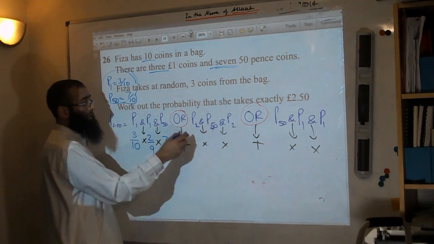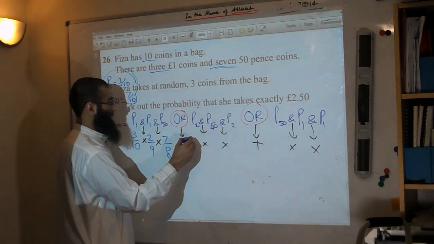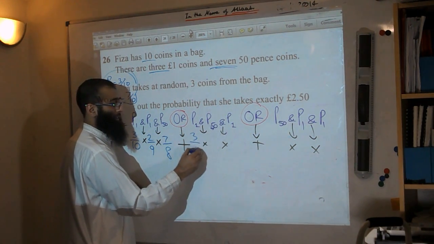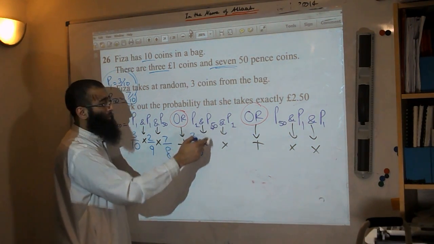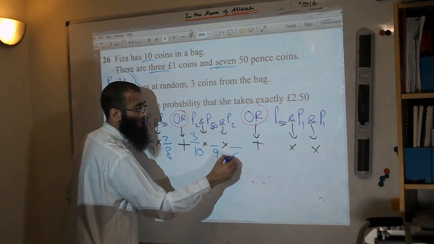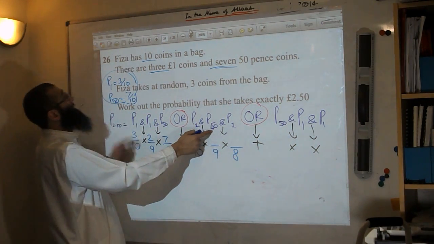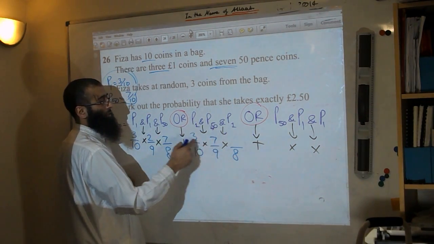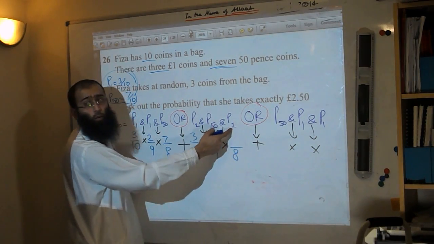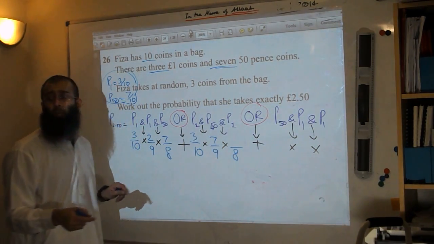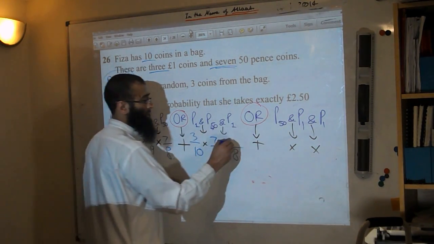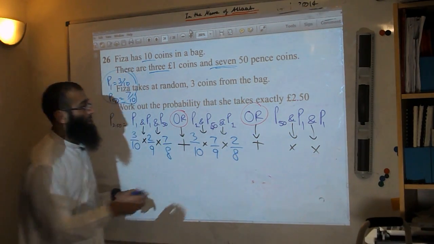Next one. Probability of the first one here again is going to be 3 out of 10. And then you take a 50p out, so you're going to have 9 coins and 8 coins. So what's the probability of 50p? 7. So you've got 3, 7 now. How many £1 coins do you have left over? 2 of them, because you took one out.